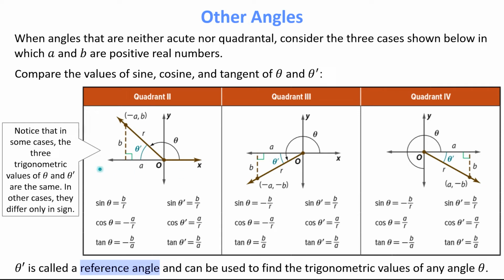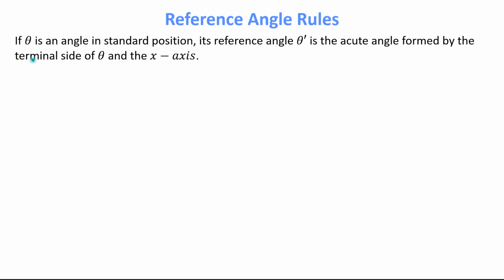As previously stated, notice that in some cases, the three trigonometric values of theta and theta dash are the same. In other cases, they differ only in sign. Sign here meaning sometimes it's positive, sometimes negative. Let's make this more formal by talking about reference angle rules. If theta is an angle in standard position, its reference angle, theta dash, is the acute angle formed by the terminal side of theta and the x-axis.